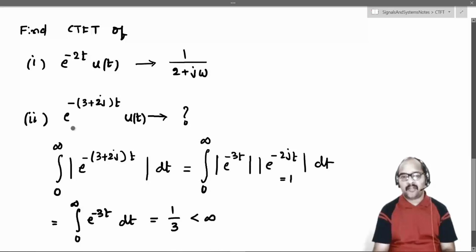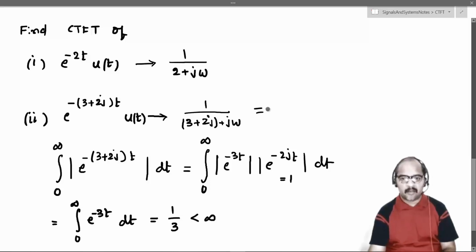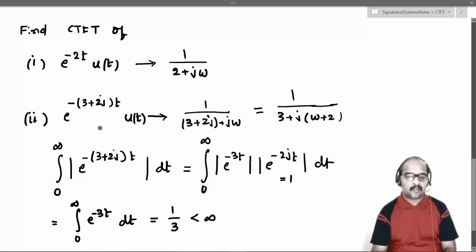And how much is that here? It is again looking like e power minus at u of t. So definitely what is the Fourier transform? That should be 1 by a plus j omega. A is how much? 3 plus 2j, correct? Plus j omega. That would be the Fourier transform, or you can write it as 1 by 3 plus j times omega plus 2. That would be the Fourier transform of this signal, which is e power minus of 3 plus 2j into t.